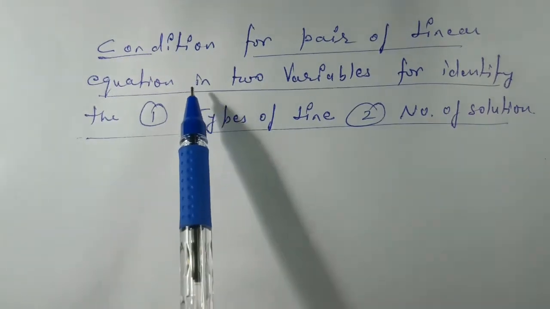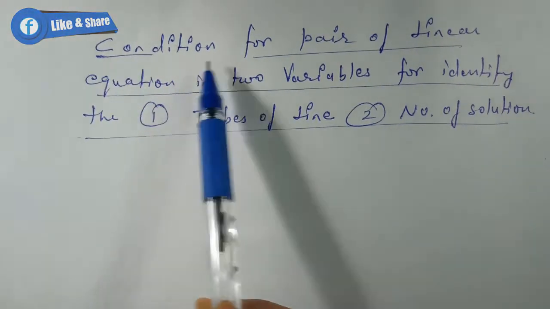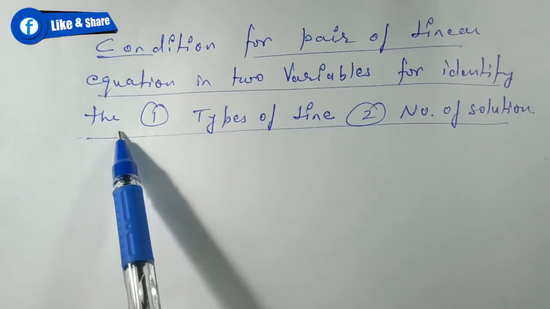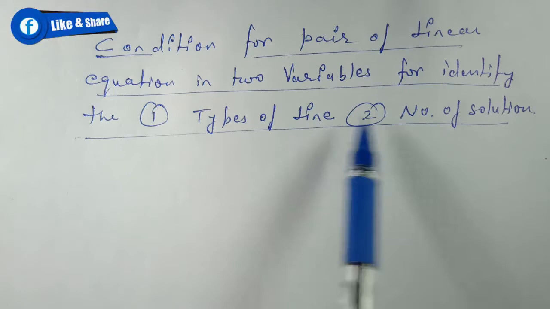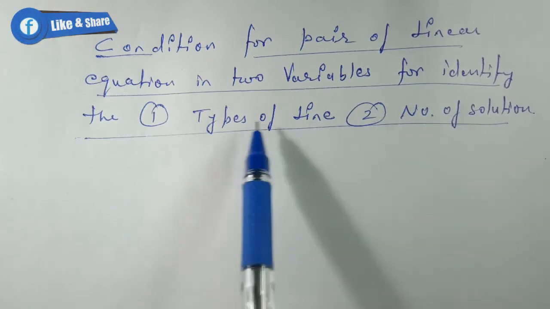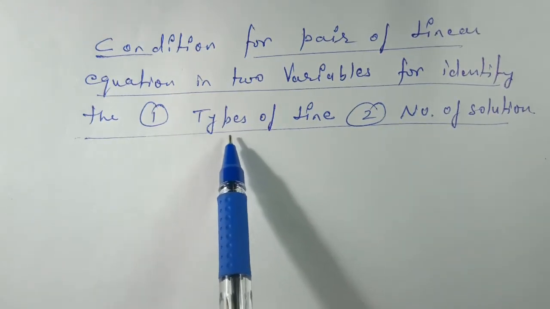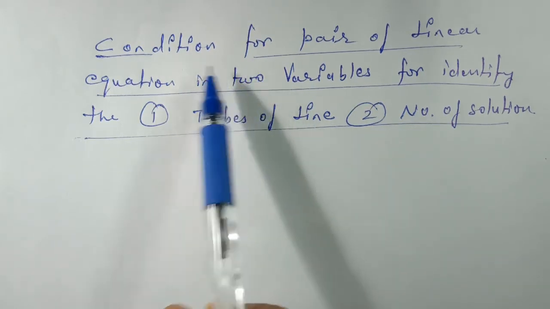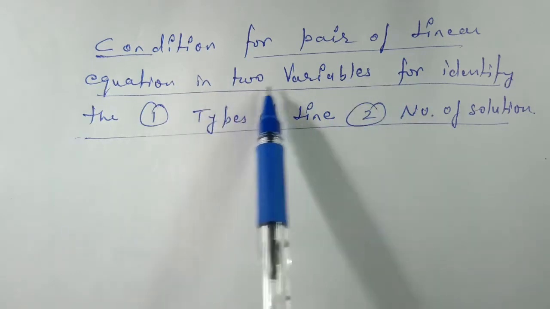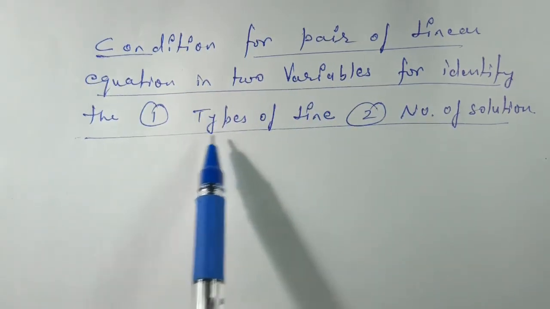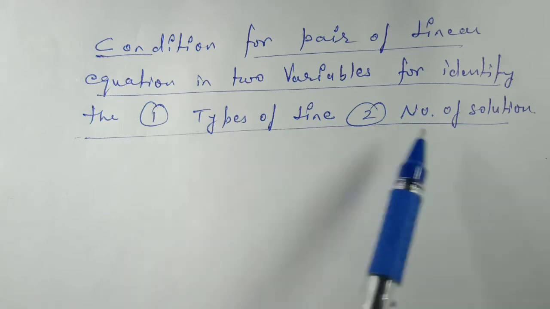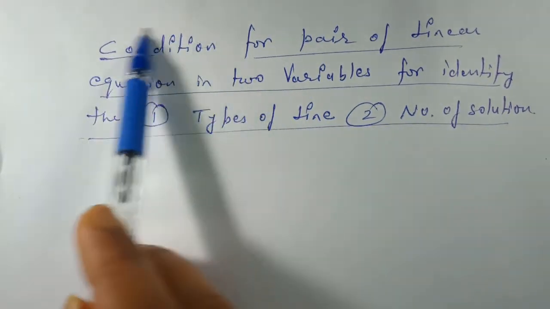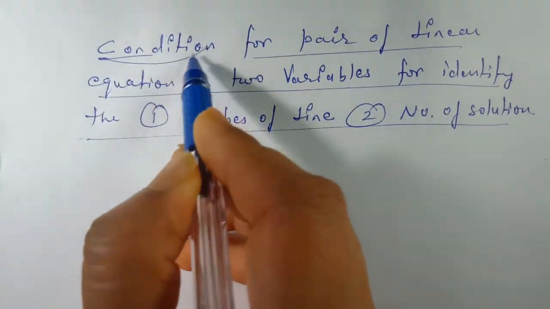Yes, student, today we're going to find the condition for a pair of linear equations in two variables to identify the types of line and number of solutions. So without calculation or without drawing the graph, just by taking the linear equations in two variables, we can tell what type of line will be formed or how many solutions will be there. But for that we have to learn some conditions.